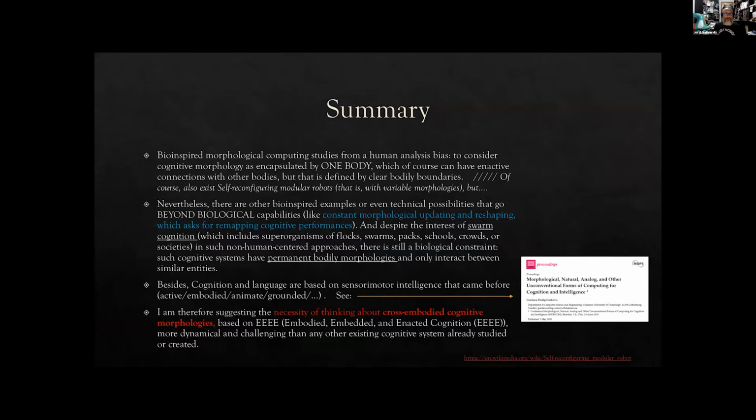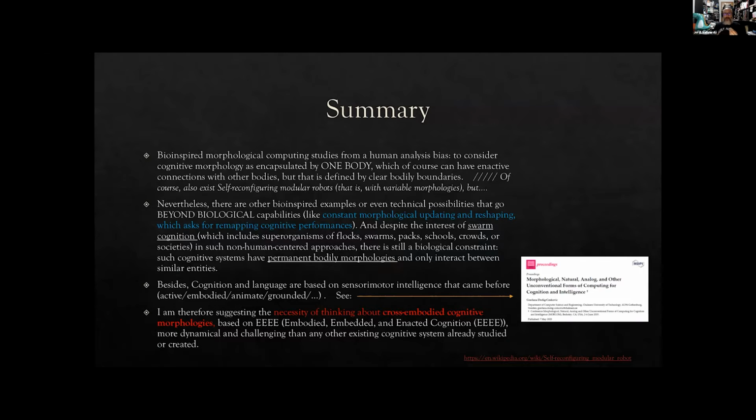Usually, when we talk about morphological computing and biological morphological computing, we are always thinking about the same thing. It's a very common and normal bias, a common sense way of thinking about bodies. It's the idea that cognition, even socially distributed, is performed by one body, not a set of bodies sharing information.